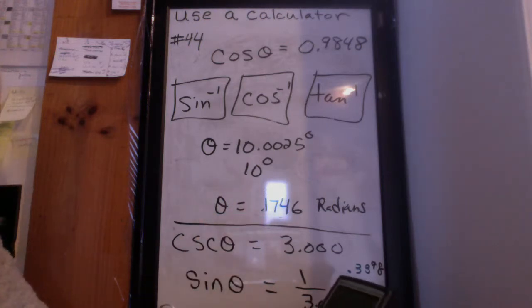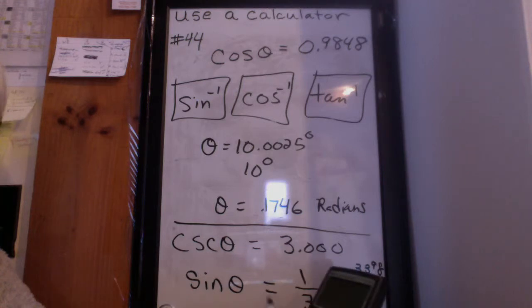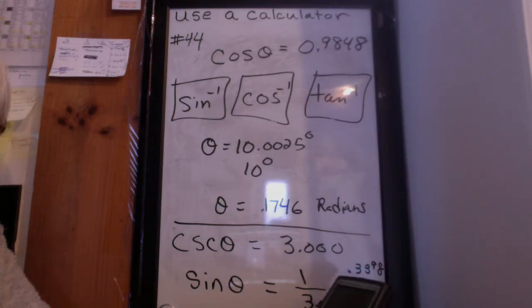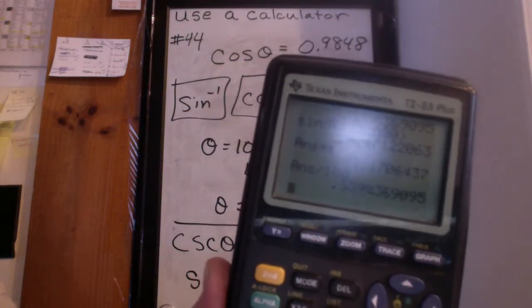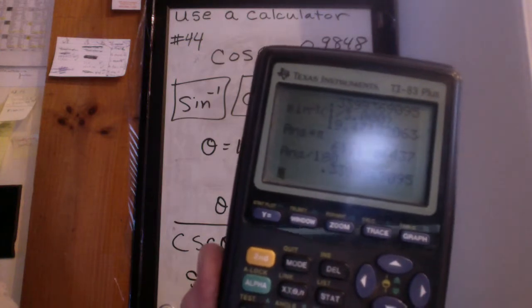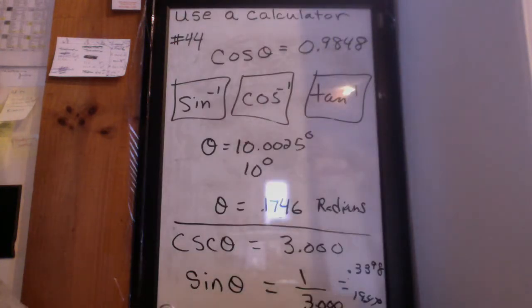Do you remember the conversion? Times something by what? Pi over 180, right? So times pi divided by 180, and I get 0.3398. So I did the conversion to check to see if I can figure out the radians by using my formula, but of course you can put this in radians also.